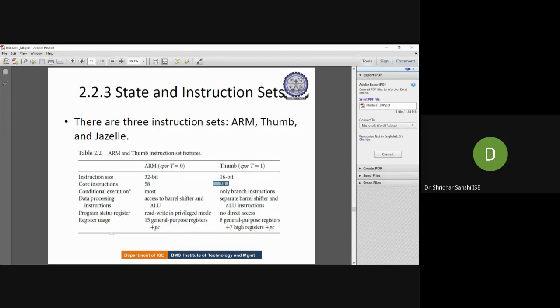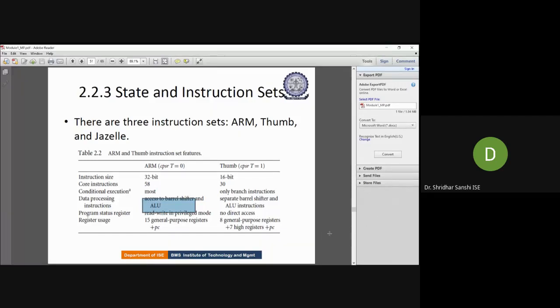And most of the instructions are conditional execution. We'll see what we mean by conditional execution. Only a few branches are conditional instructions here, like branch instructions. And they have access to the barrel shifter and ALU.